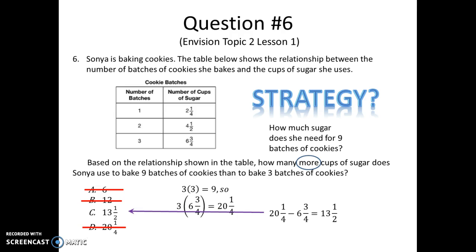Be careful. Notice that choice D is the sugar for 9 batches. You may want to read the question one more time before answering. Are you learning strategies? The questions can be tricky.